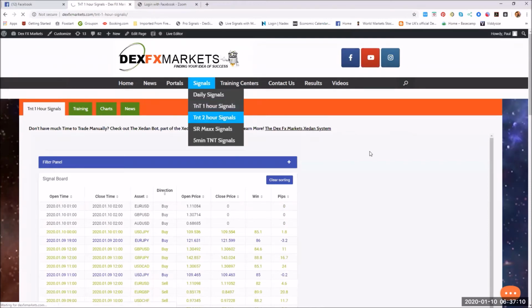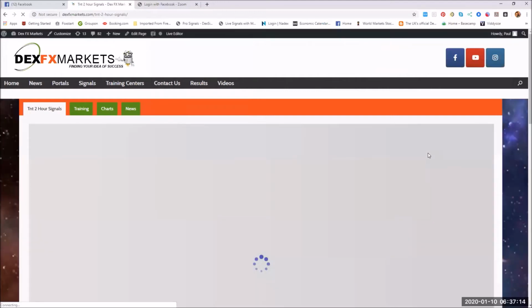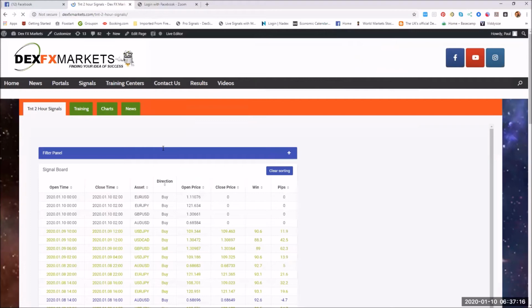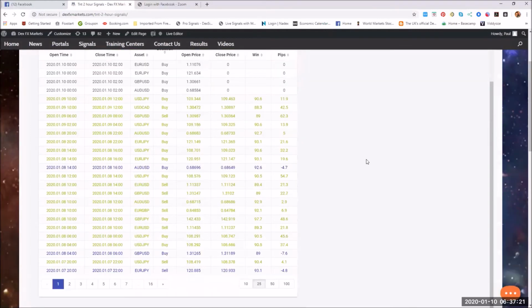Let's have a look at the 2-hour signals. Okay, 1, 2, 3, 4 are fired off. I mean, that's looking pretty good. Looking at yesterday, we only had 1, 2, 3, 4 fire off yesterday, which isn't too shabby.